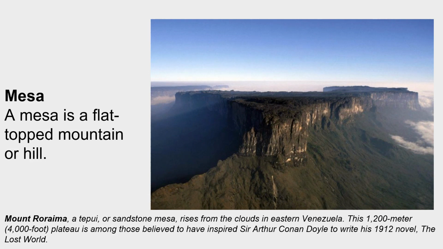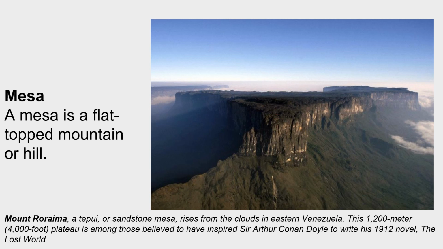Next, mesa. A mesa is a flat top mountain or a hill. So when there is a mountain, but the mountain is not conical, right? At the top it is as flat as you can see in the photo. Such kind of landforms are mesa.